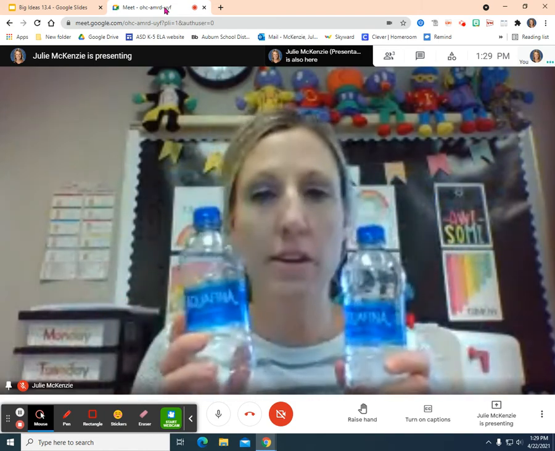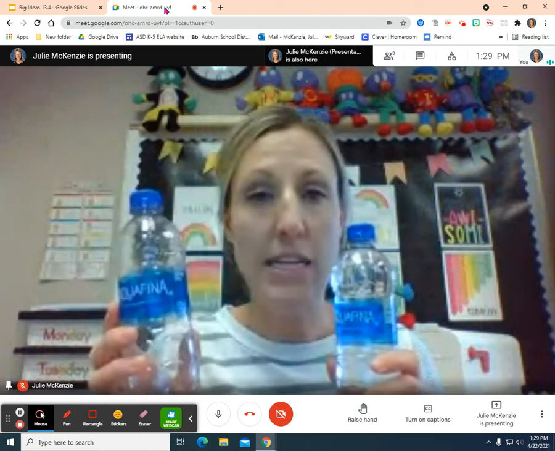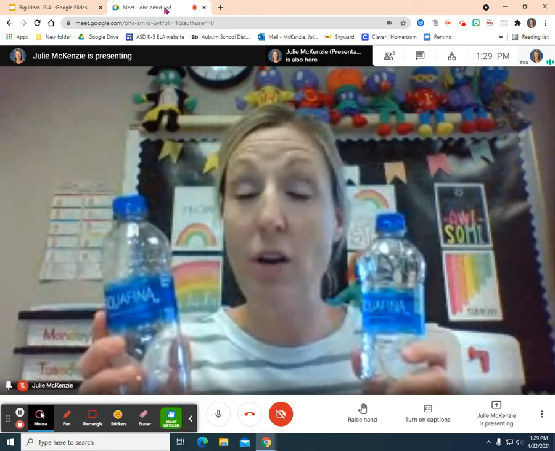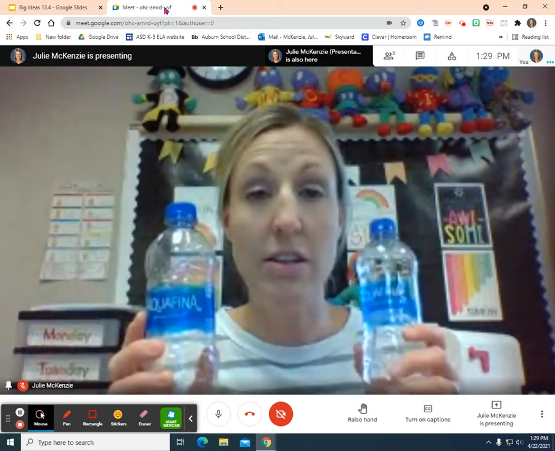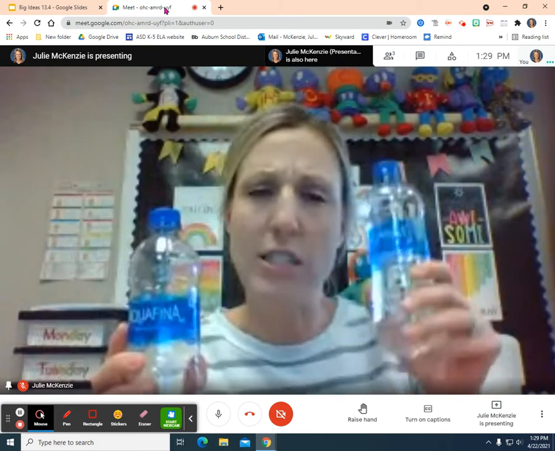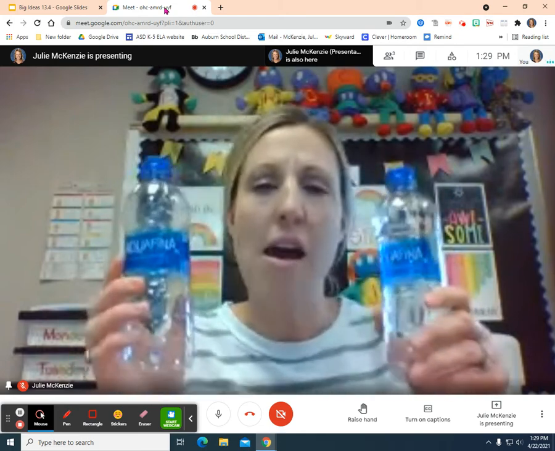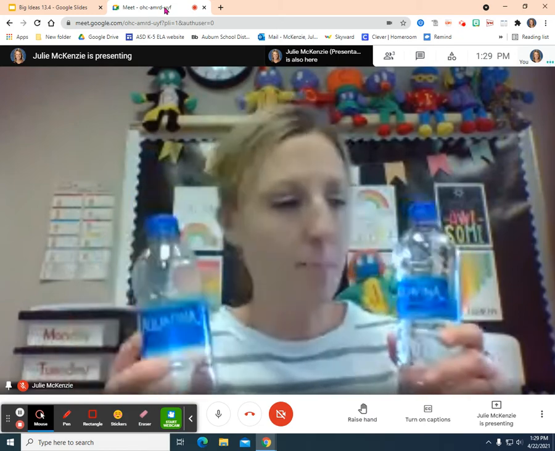They look the same. They are the same size as each other. This one is empty, and this one is full. Which one do you think is heavier? The full one is heavier. It has more inside of it, which gives it more weight. So when I hold them in my hands, I can feel that this is heavier and this is lighter.